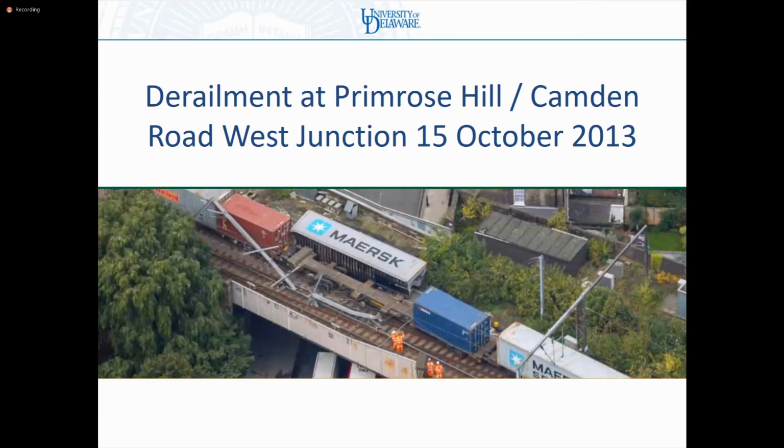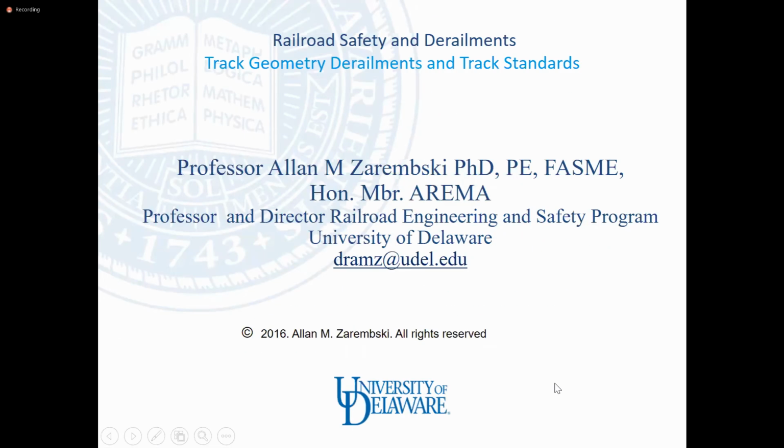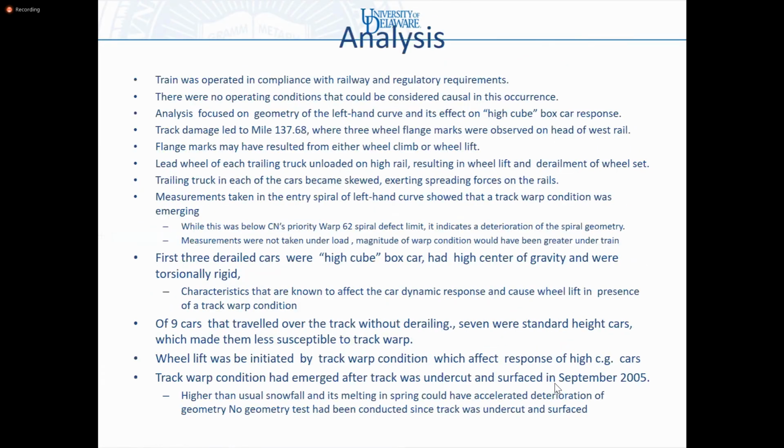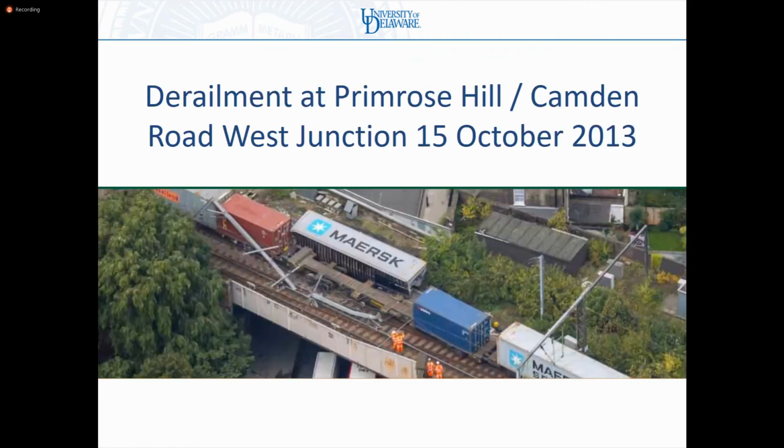Okay, so this is the lecture on track geometry. I'm going to sort of skip to the second example, the derailment at Primrose Hill, Camden West Junction. I'm not going to spend a lot of time on this because at this point in time I want to focus on the issues of track geometry and a couple of key points I want to make.